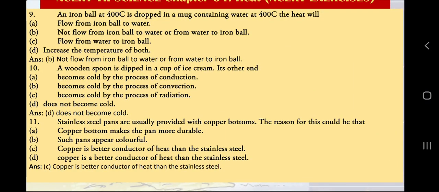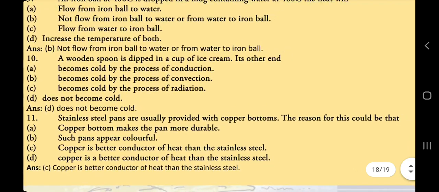Very simple. In question number 9, an iron bowl and a mug containing water have both the same temperature, 400 degrees Celsius, so they will not show any transfer of heat. This is the idea. Again, question number 10, a wooden spoon is dipped, so it does not become cold. Why? Because wood is a bad conductor of heat. The spoon is not made of metal.